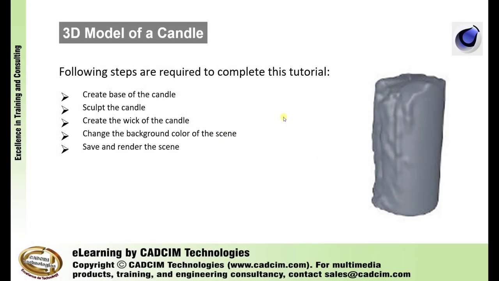Hello everyone. In this tutorial, we will create a 3D model of a candle. The following steps are required to complete this tutorial. We will first create the base of the candle. Next, we will sculpt the candle. After that, we will create the wick of the candle. Next, we will change the background color of the scene and then save and render the scene.